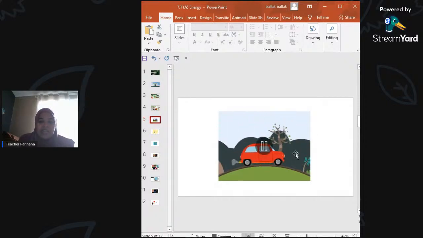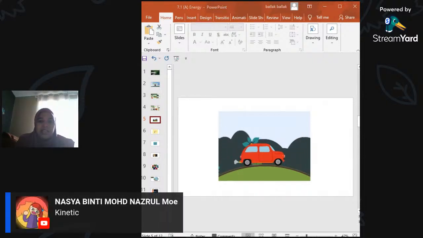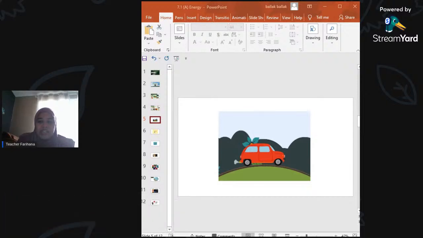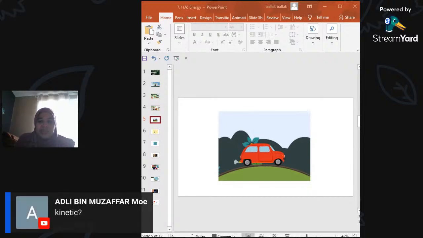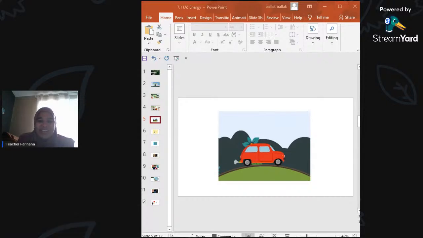Okay, Nasha says it's kinetic energy. Adli, kinetic, not so sure. So it's kinetic energy. Let's look at the next picture.